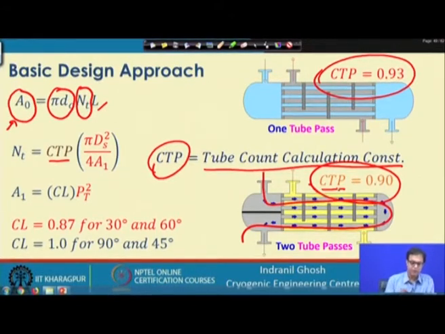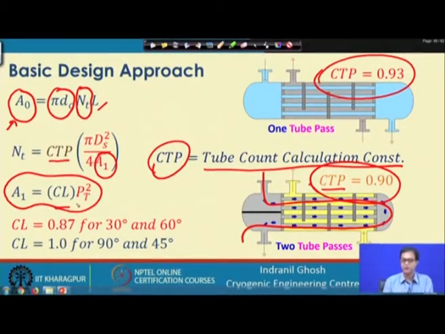So, now we also have this A 1 area given by CL into PT square. You can understand that this depends also on the arrangement of the tubes, whether we are arranging them in square pitch, or in triangular pitch with 45 degree or 60 degree or 30 degree. Accordingly this CL will also vary, and this is basically nothing but the layout constant.